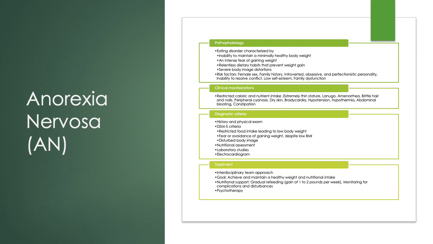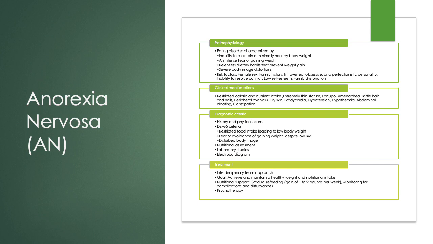As far as your diagnostic criteria, you have a history and physical examination. Regarding your DSM-5 criteria, and that's just the diagnosis of mental disorders criteria, you have restricted food intake, which leads to low body weight. You have fear or avoidance of gaining weight despite low BMI. You have a disturbed body image. You would do a nutritional assessment. You'll also conduct laboratory studies, particularly with your electrolytes and protein levels, to see where that individual is. You may even look at albumin levels for these individuals. And you'll also look at an EKG or electrocardiogram to see how the heart is doing.